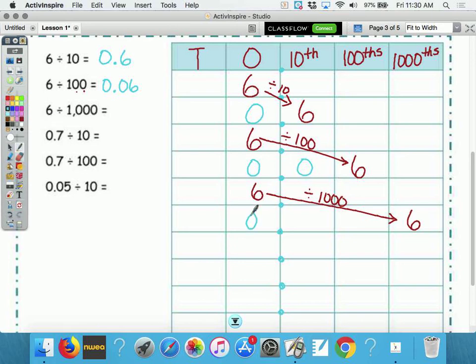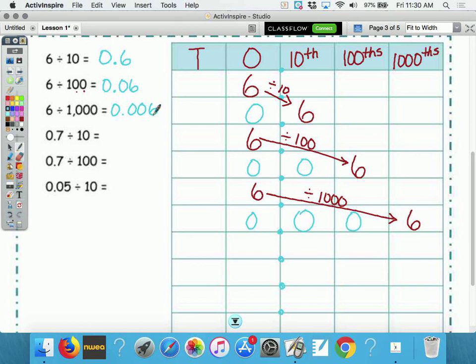So now we have an answer of 6, what boys and girls? Thousandths. 6 thousandths. And we will write it 0.006. There we go. 6 thousandths.